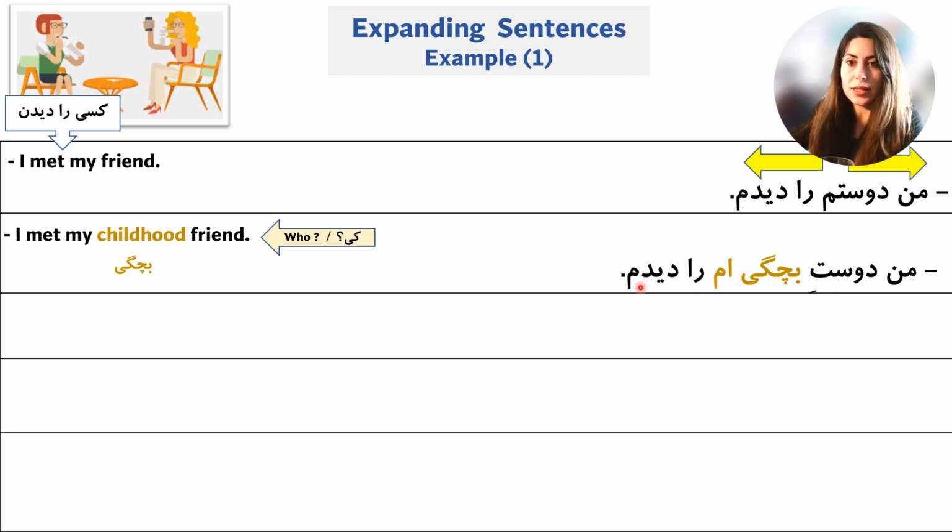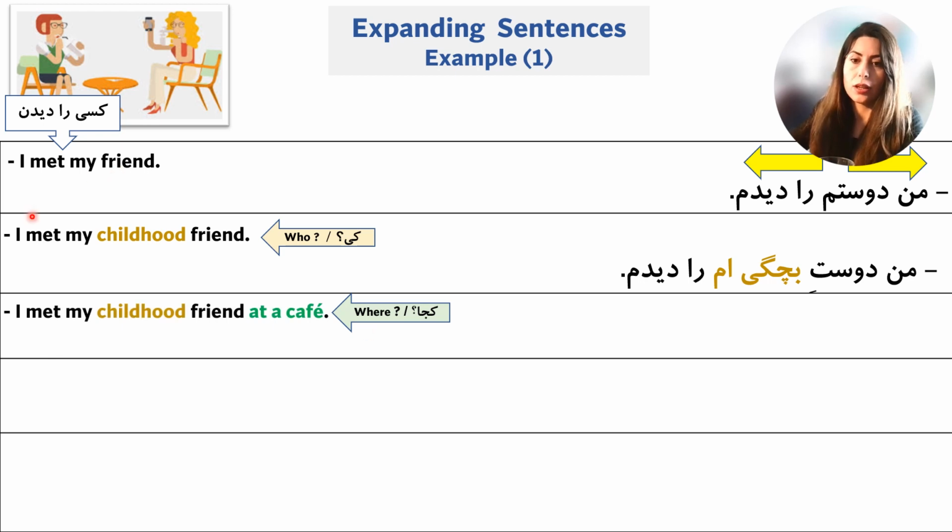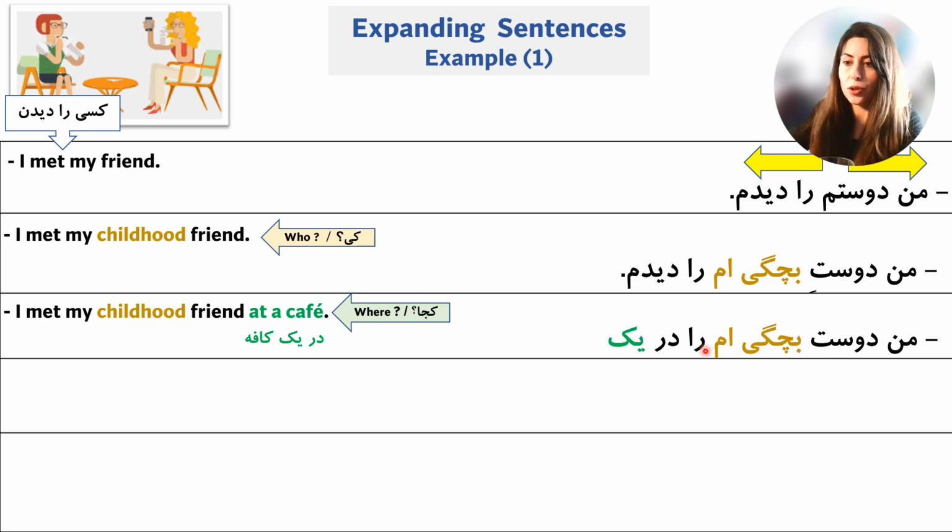Now, let's expand it a little bit more. We can ask the question کجا, where. How about I met my childhood friend at a cafe. در یک کافه. من دوست بچگیم را در یک کافه دیدم. So this one is pretty straightforward.